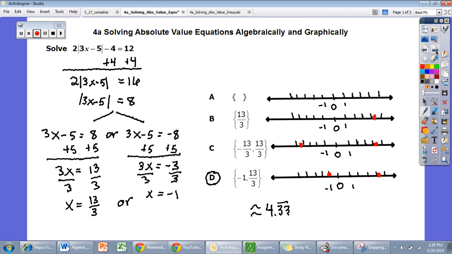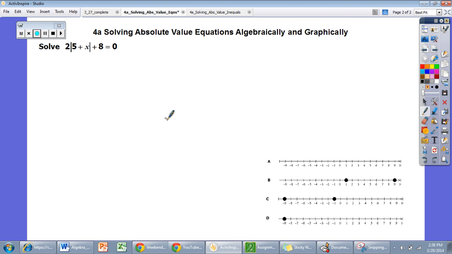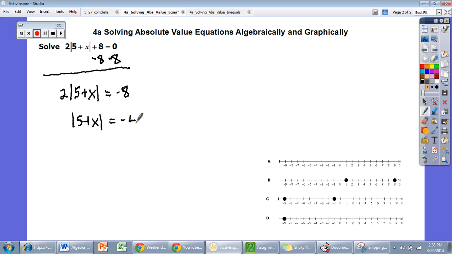We're going to do one more example here with our absolute value scenarios. So again, we want to go ahead and subtract 8 from both sides. So we get 2 times the absolute value of 5 plus x is equal to negative 8. And then we want to divide both sides by 2. So we get the absolute value of 5 plus x is equal to negative 4. Now, this is one of our special cases. We know that an absolute value always has to be positive. It can never be negative.